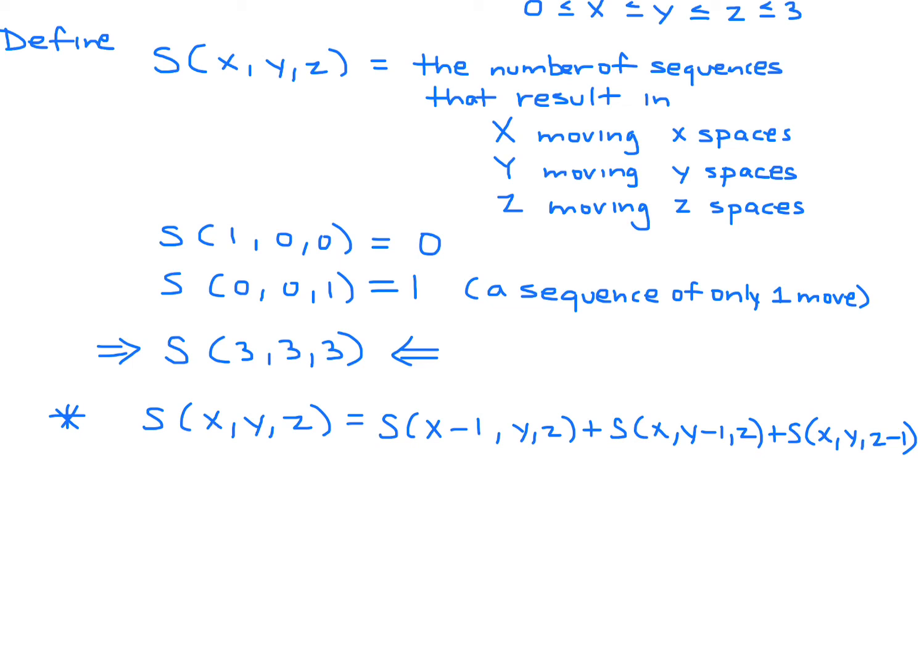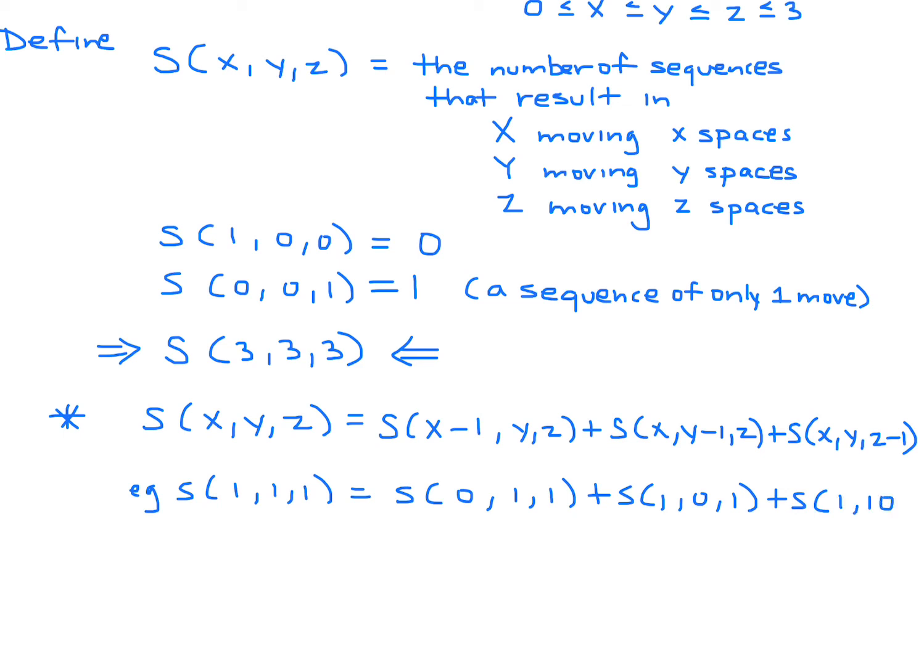If you can establish that, the rest of the question will be very straightforward for you. So, for example, S of 1, 1, 1. Well, according to this, it's S of 0, 1, 1 plus S of 1, 0, 1 plus S of 1, 1, 0. Okay, well, let's figure this out.